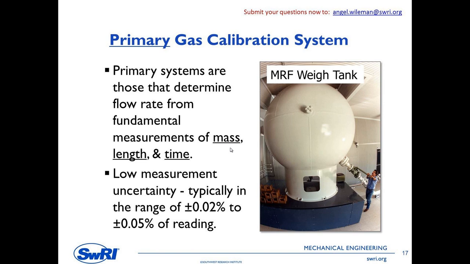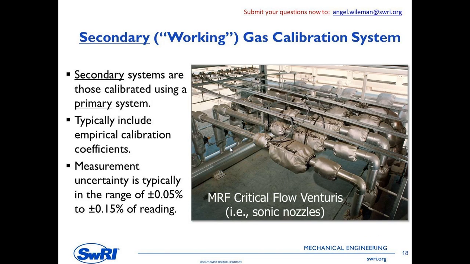In our case, we use this primary calibration facility to calibrate our bank of critical flow nozzles. So this is a secondary system. We determine the calibration coefficients for these critical flow nozzles by using our weigh tank system, and then we use the nozzles as our day-to-day operating calibration devices. And because we've stepped away from our primary system, our uncertainty increases a little bit. So now we're in the range of 0.05 to 0.15% of reading.